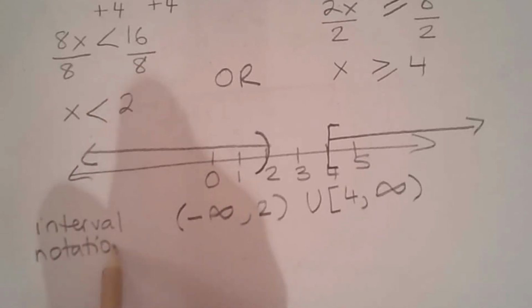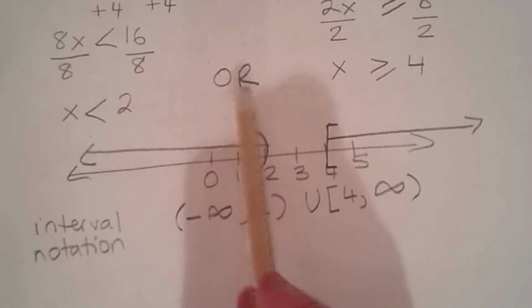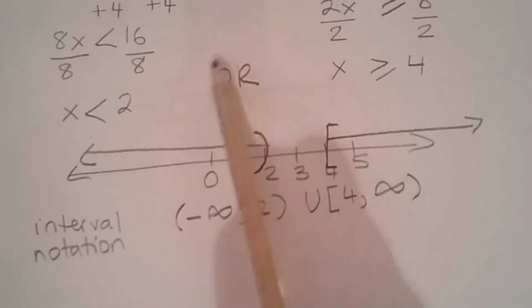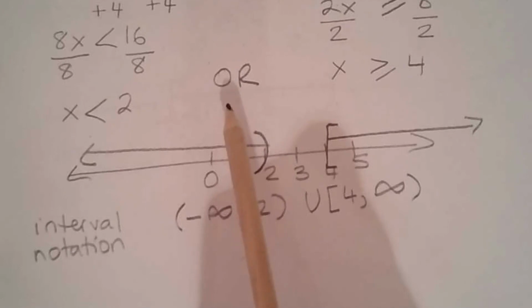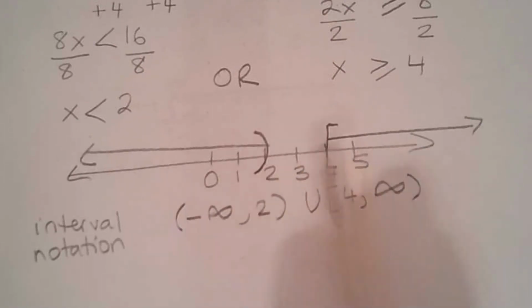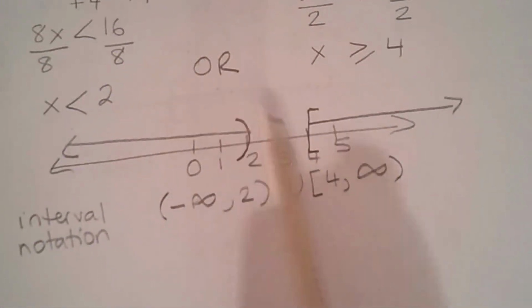If you notice, the key word here was or. So both of them are part of the solution. If the word was and, then we're going to have a completely different answer to this question. Because and means whatever's common between them, the common solution. If the word was and, then we have no solution.